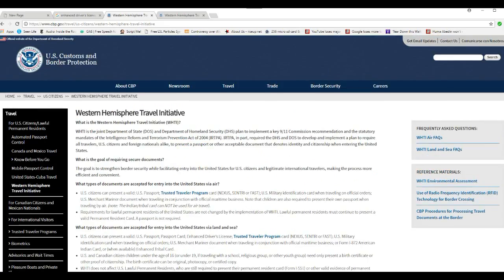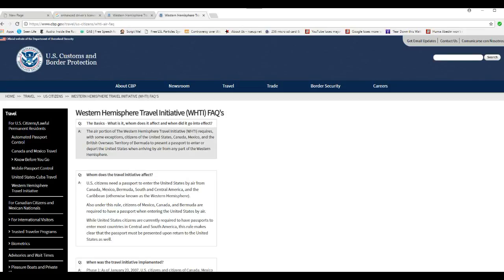So, let's take a look at the facts on this. This burns me up. I have to go through all this hassle, and it doesn't stop what's happening at our border. That's allowed to go on and on. Mr. President, build that wall. Western Hemisphere Travel Initiative facts. Notice this is U.S. Customs and Border Protection, under the Department of DHS.